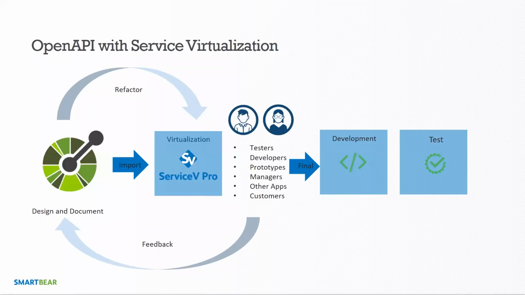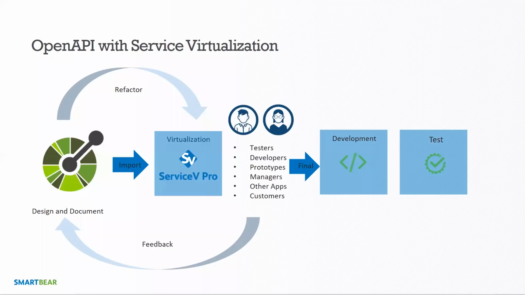So if you're an API designer or a developer and your customers want to see the design and want to know if that works for them, you can give them an actual API instead of an API design, which might not make sense to them. So give them the simulation of the actual API through ServiceV Pro, and they can use it and give you feedback, right? And this is very important because you can then incorporate this feedback, change your design appropriately, and give them another version quickly.